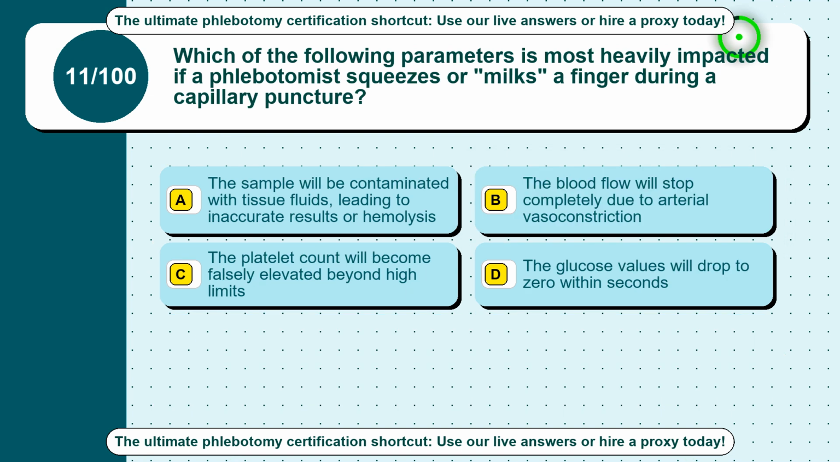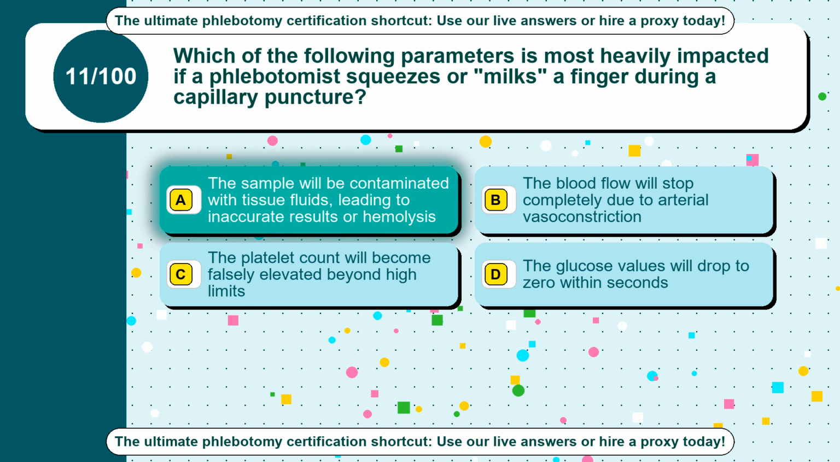Question 11. Which of the following parameters is most heavily impacted if a phlebotomist squeezes or milks a finger during a capillary puncture? Option A. The sample will be contaminated with tissue fluids, leading to inaccurate results or hemolysis. Option B. The blood flow will stop completely due to arterial vasoconstriction. Option C. The platelet count will become falsely elevated beyond high limits. Option D. The glucose values will drop to 0 within seconds. The correct answer is option A.